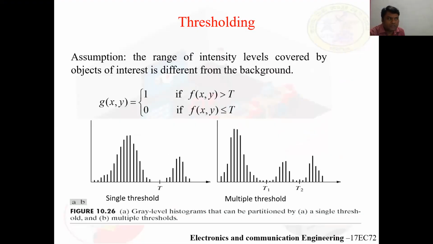The range of intensity levels covered by objects of interest is different from background. g(x,y) is equal to 1 if f(x,y) is greater than T, and 0 if f(x,y) is less than or equal to T. Figure A is a gray level histogram that can be partitioned by a single threshold and multiple thresholds.